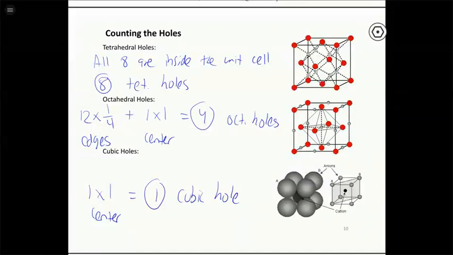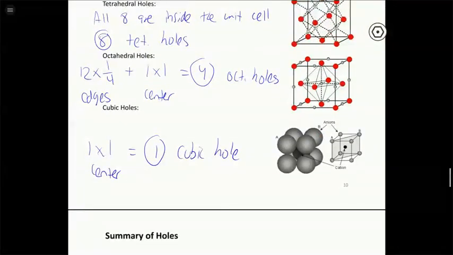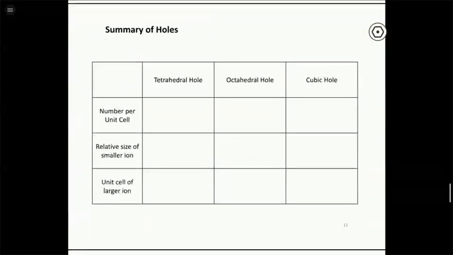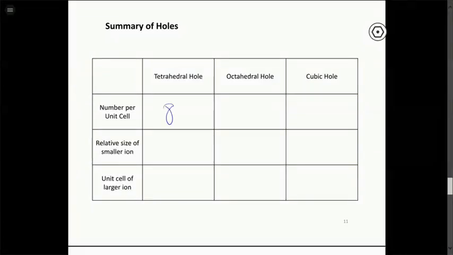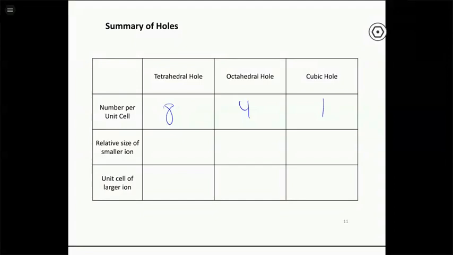Alright, and so just like we saw last time, a lot of these details are a little bit much for us, so what we really want to be able to do is just learn this table here, which is the summary of all the holes. If you can internalize the information on this table, that'll get you through the vast majority of the problems you have to do. Alright, so for tetrahedral holes, we saw that there was 8 per unit cell, octahedral 4, cubic 1.